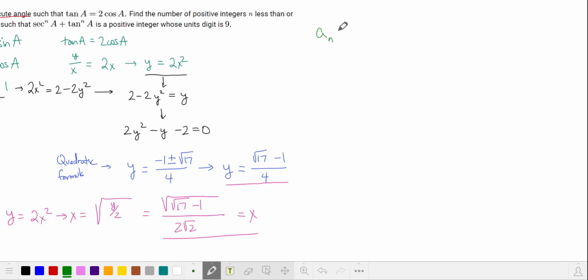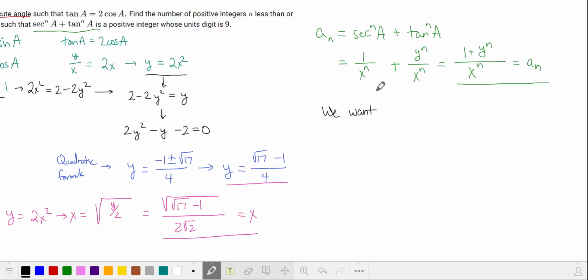We'll let a sub n be equal to this expression. Secant is 1 over cosine, so I'll write this as 1 over x to the n. And this next term is the nth power of y over n. We'll combine these fractions. We want to count the number of a sub n's that have 9 in the units digit. Let's look for a sub n that's an integer in order to narrow it down.